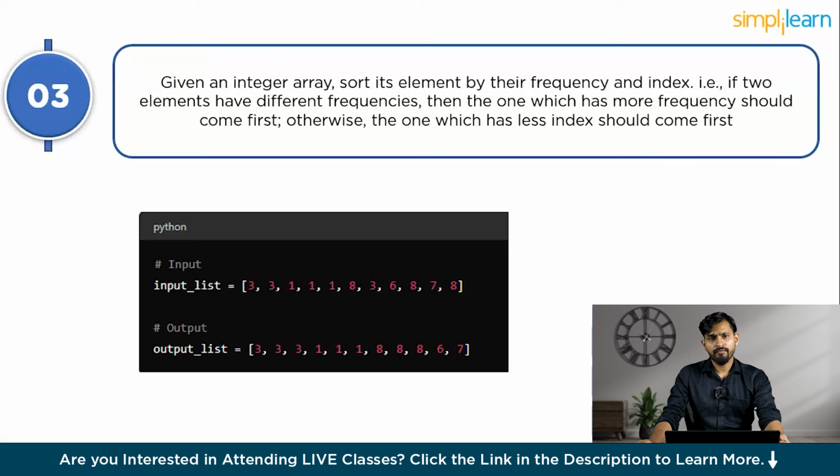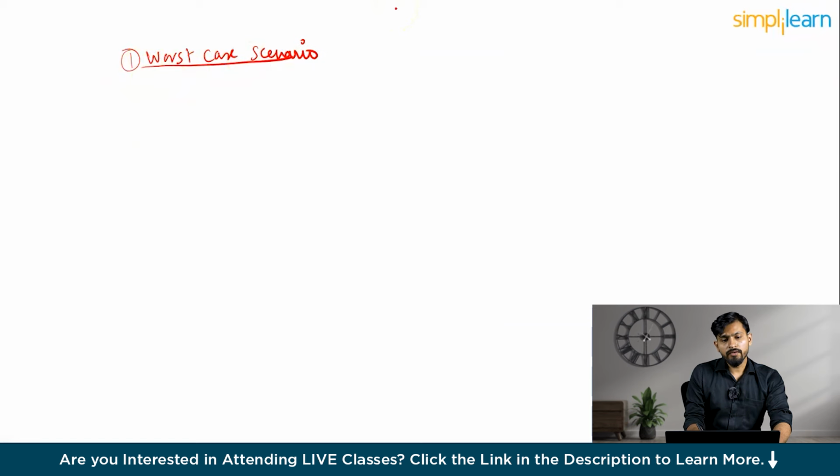What is it trying to say? We want to sort this array so that the numbers with higher frequencies come first. And if two numbers have the same frequency, then the one that appears first in the original array should come first. Now let us analyze two cases, the worst case scenario and the best case scenario. In the worst case scenario, all the elements are unique. So here, sorting by frequency does little to change the relative order of the elements, since each has a frequency of 1.